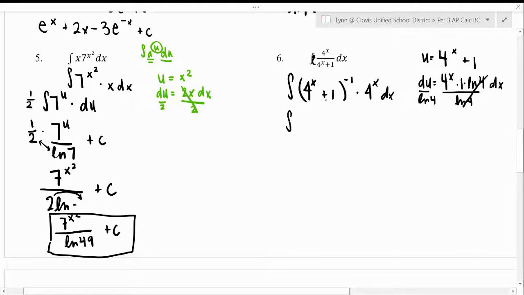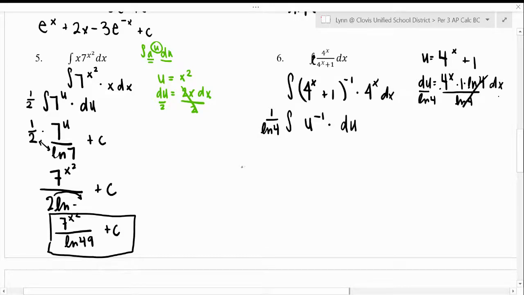All right, so let's do a substitution. So 4 to the x plus 1 is u, and then I have that power of -1. And then 4 to the x dx is going to swap out for du over the ln of 4, but I'm going to move that out to the front.